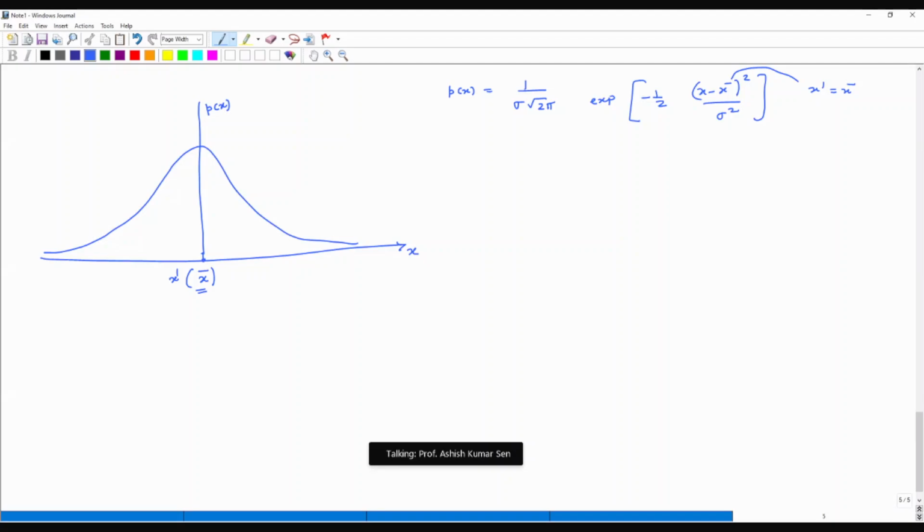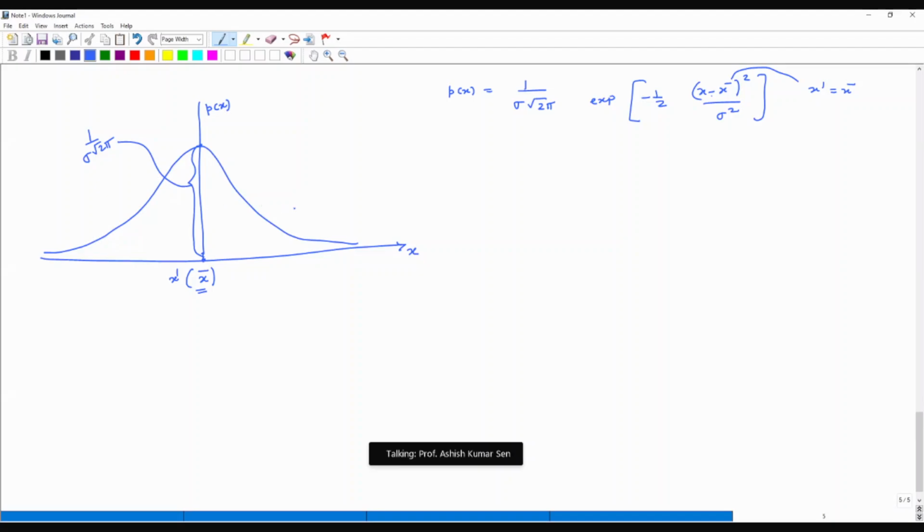So if you want to know what this height here is, you can just substitute x equal to x mean, or x equal to x true. So that means the whole thing becomes 1. So this height here is basically 1 over sigma square root of 2 pi. When x equals x prime, the exponent becomes 0, e to the power 0 is 1, so that is only 1 over sigma square root of 2 pi.